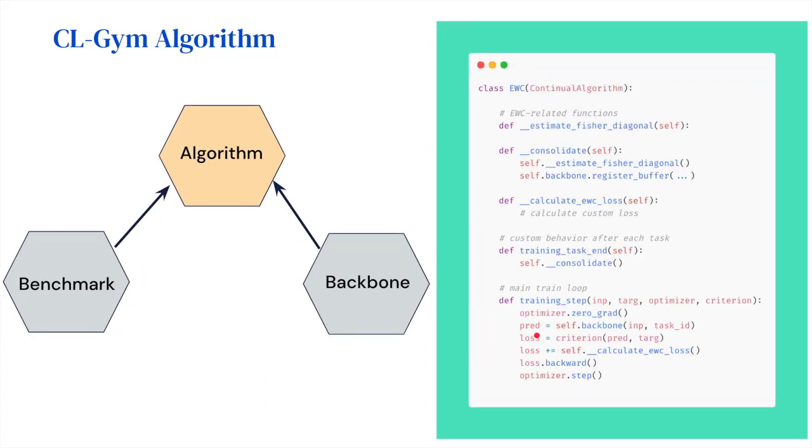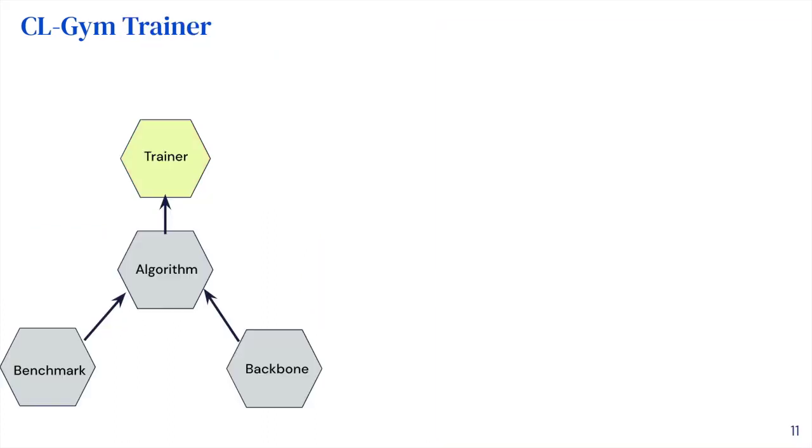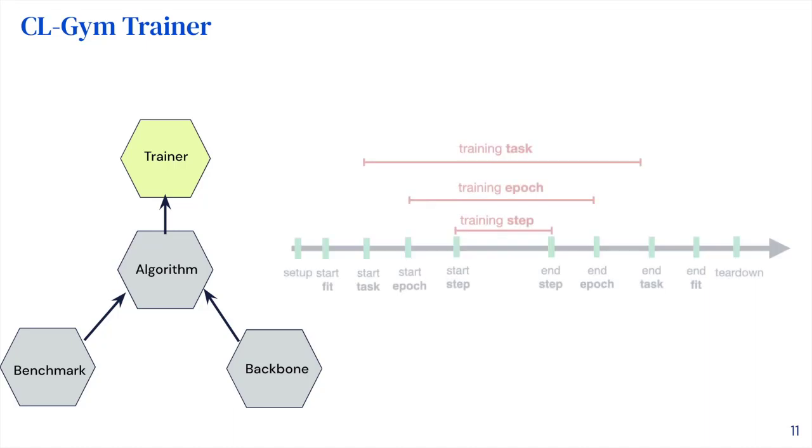For example, we can see a rough implementation of the EWC algorithm here, where we use the hook at the end of a training task to consolidate the feature information in EWC. In addition, we have a customized loss function since we have full control over the forward and backward pass. Finally, the trainer handles most of the boilerplate and non-research code.